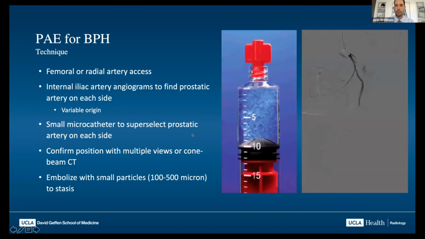And then we go ahead and embolize. And usually we use microspheres. There's a variety of types of microspheres. They all seem to work similarly well. They're bland. They don't carry any chemo or anything else. This is just meant to obstruct blood flow.